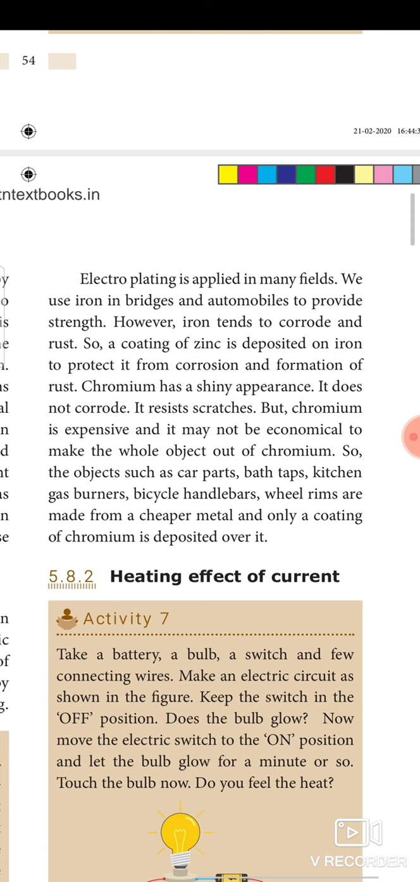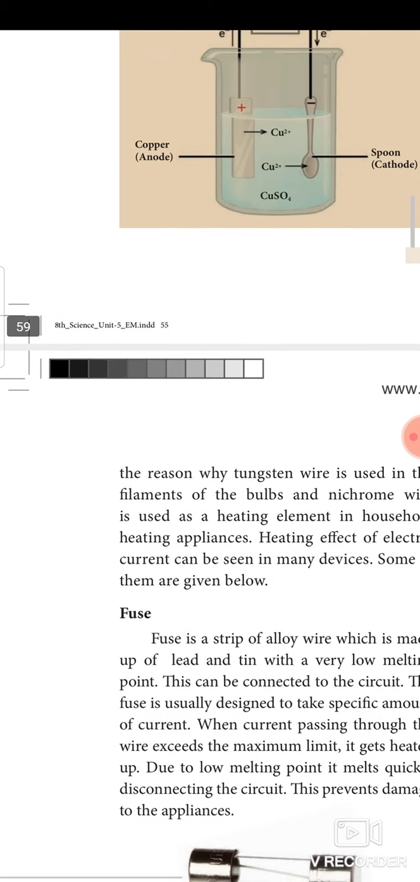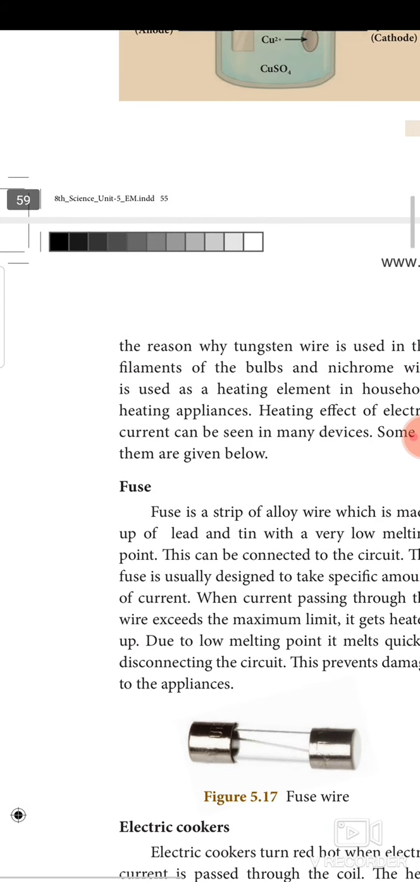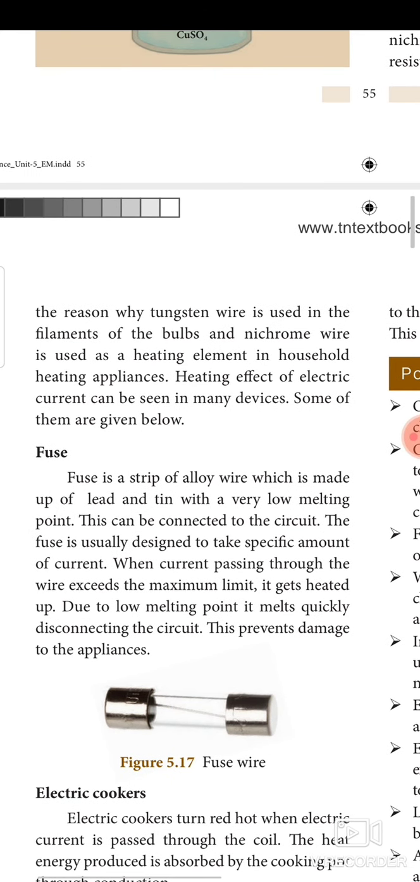Okay, on the other hand, thin wires of tungsten or nichrome, which are used in bulbs, offer high resistance and get heated up quickly. That is the reason why tungsten wire is used in the filament of the bulb and nichrome wire is used as the heating element in household heating appliances, because its resistance is high. The heating effect of electric current can be seen in many devices. Some of them are given below.